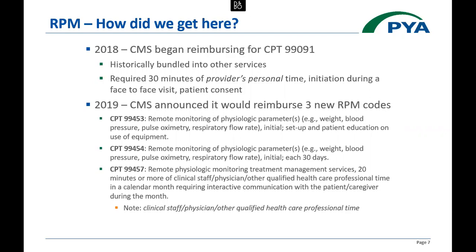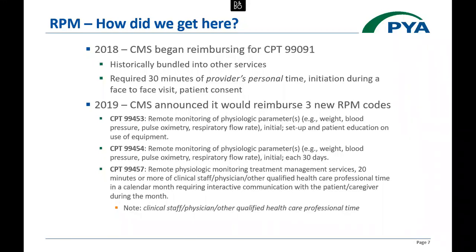Obviously, given those requirements and the fact that at that point the reimbursement was about $60 compared to a 99213 that reimbursed at $76, it was hard for providers to determine that this was really a good use of their time. That 99091 was for the collection and interpretation of the physiologic data, such as what Seema was describing before, that was either digitally stored or transmitted by the patient.